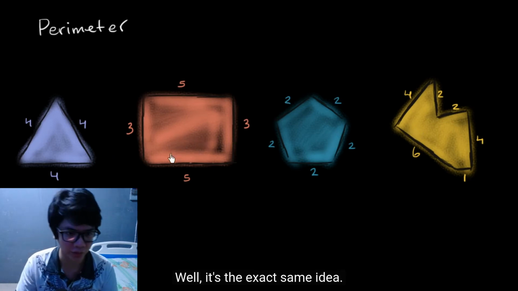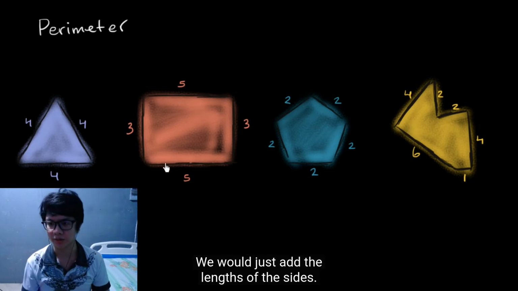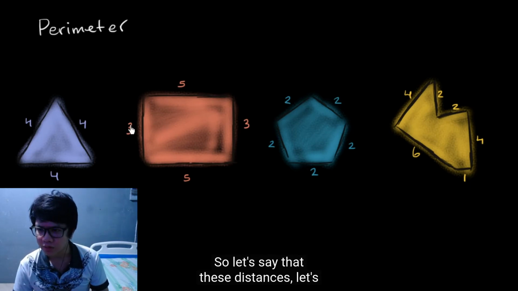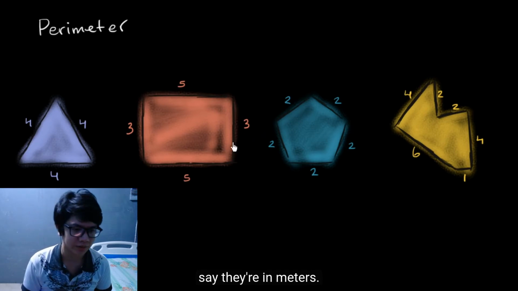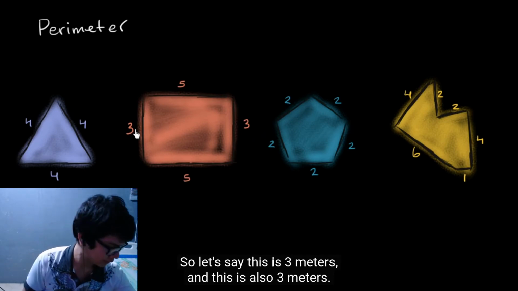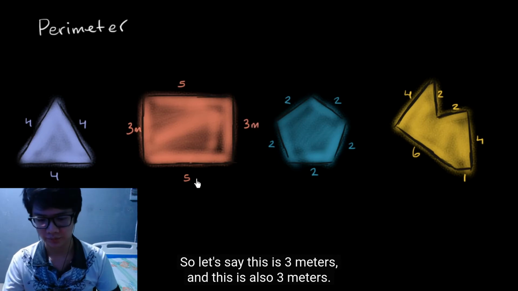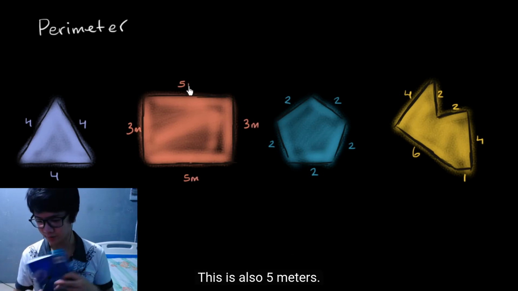Now I encourage you to pause the video and figure out the perimeters of these 3 figures. Well, it's the exact same idea. We would just add the lengths of the sides. So let's say that these distances are in meters. Let's say this is 3 meters, and this is also 3 meters. This is a rectangle here. So this is 5 meters. This is also 5 meters.